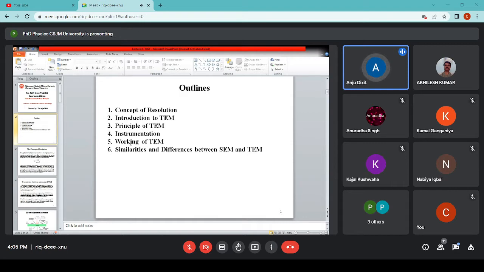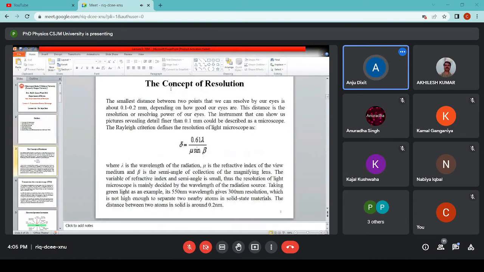So the outline of today's lecture will be as follows. First, I will be discussing the concept of resolution, then introduction to TEM, the principle behind TEM, instrumentation, how it works, and the similarities and differences between the scanning electron microscope and the transmission electron microscope.